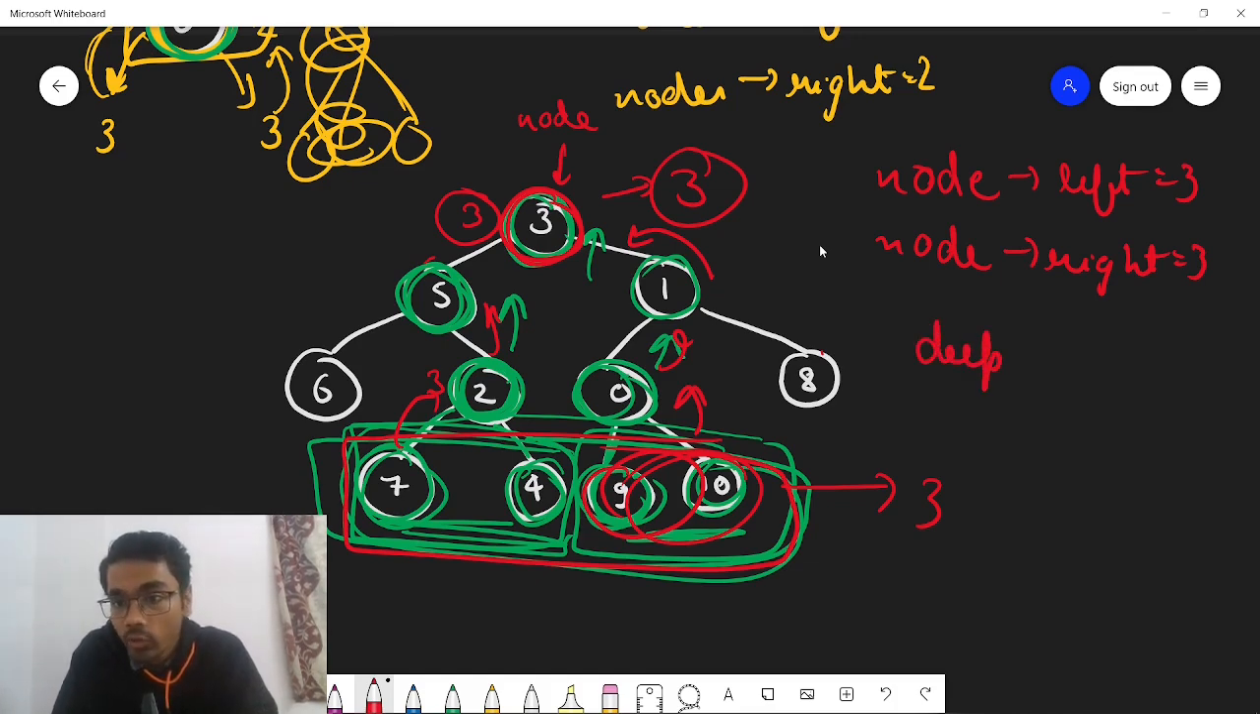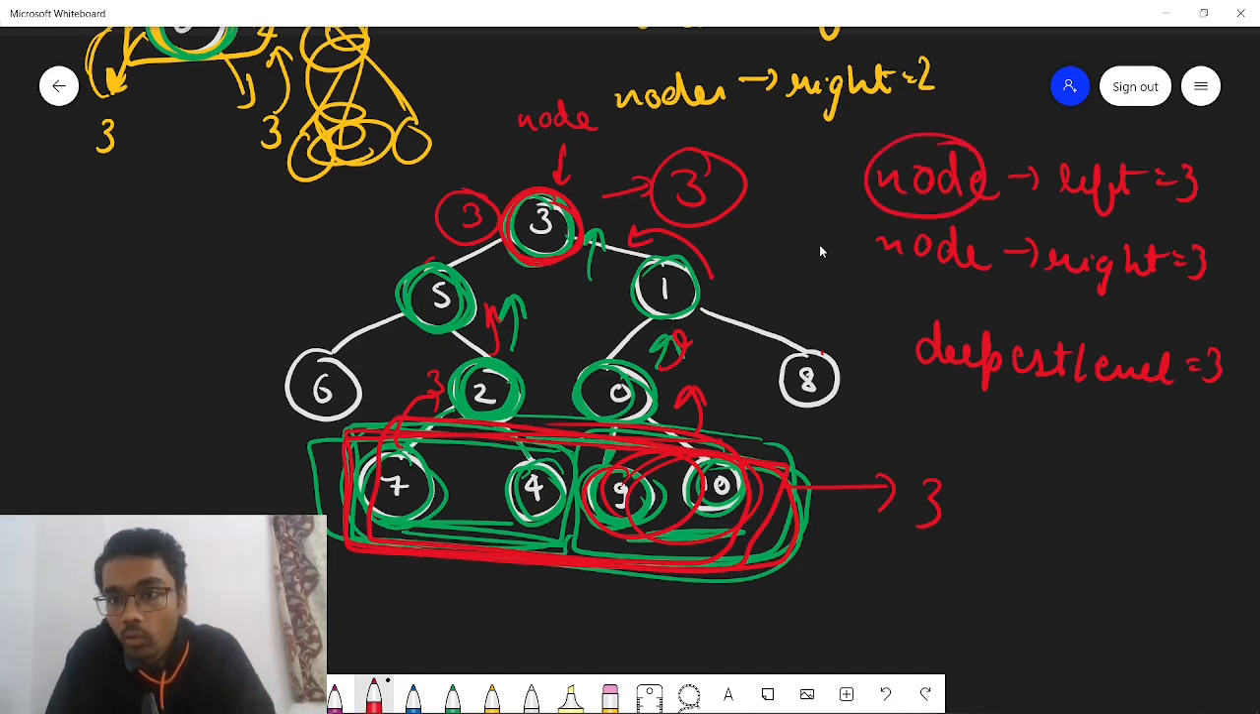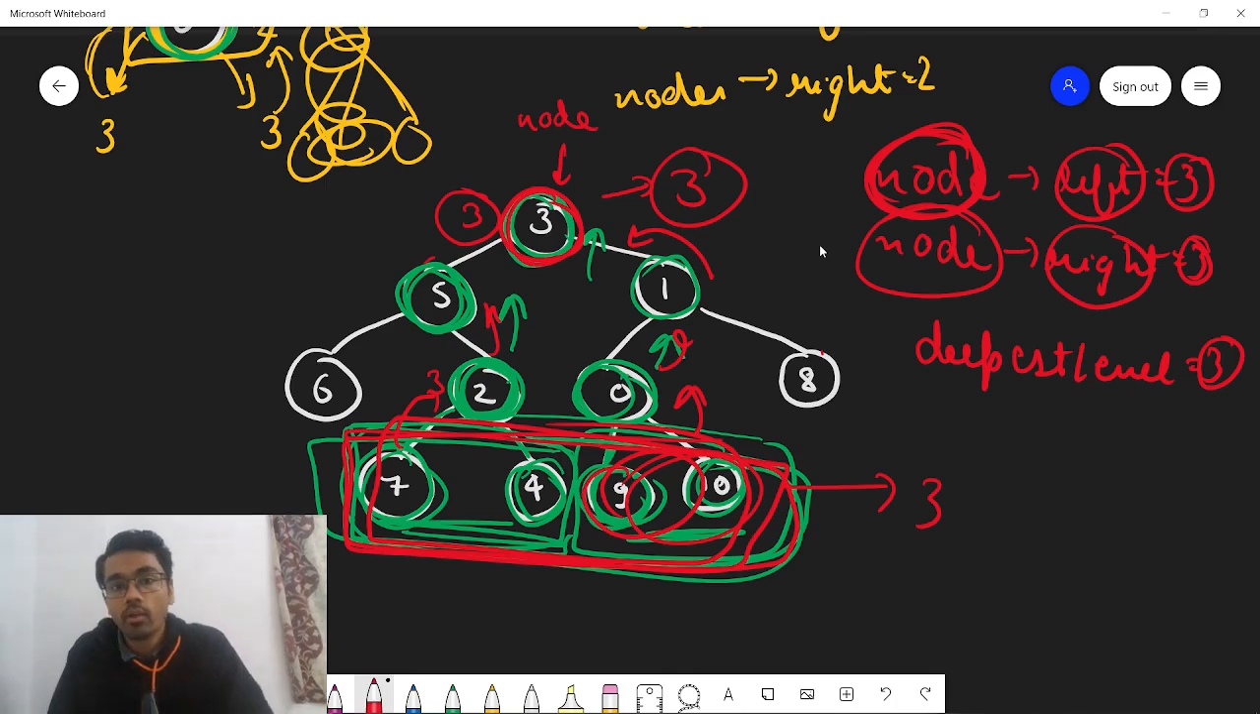And what is our actual deepest level? Our actual deepest level is 3, because all of these nodes are present at level 3 only. So we can say that 3 is the node which contains the left part as the deepest level and right part as the deepest level, because the deepest level is 3. So whatever this node is, we will return this node. So that's why we are returning 3, because 3 now contains all the deepest nodes.